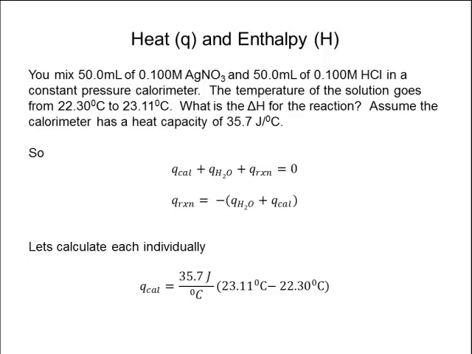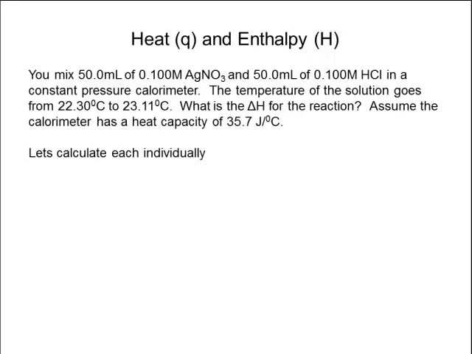Now the reason why I'm using that same temperature change as what I'll be using for the water is because the calorimeter was in contact with the water through this whole process. So we're going to assume that whatever temperature change our solutions went through is the same temperature change that our calorimeter is going to go through. Okay, so I do that, calculate it, and end up with 28.9 joules.